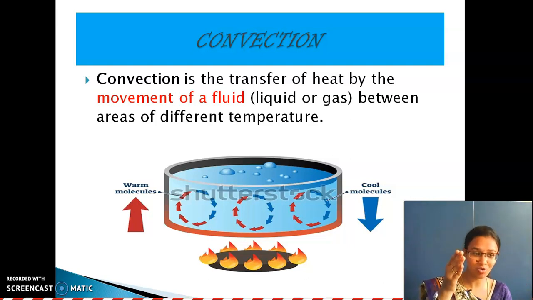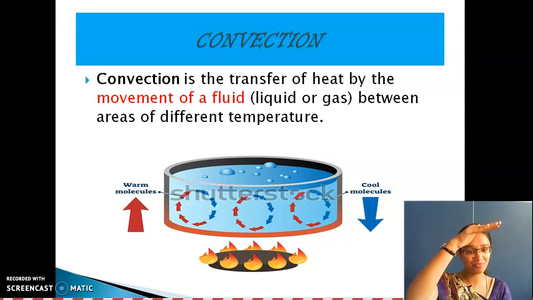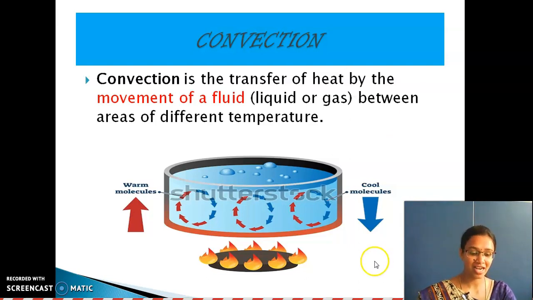Again, what happens? The water down there gets heated, and the water in the top is cool in comparison. Again, due to the density difference, one comes down and one goes up. So now the water gets heated. This method of heat transfer is called convection.